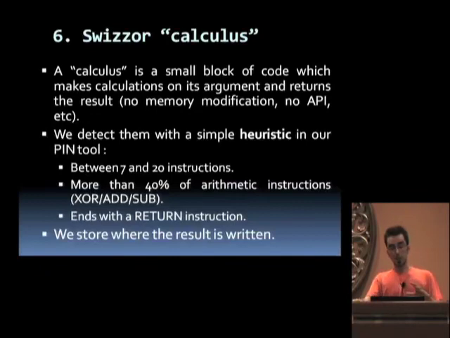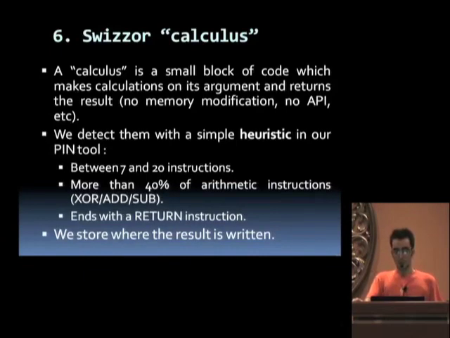Basically, if a basic block has between 7 and 20 instructions, more than 40% arithmetic instructions, and ends with a return instruction, we consider it to be a Switzer calculus. And by the way, we don't instrument the Switzer calculus. We don't follow the code because we don't care about the actual arithmetic operation made by the calculus. We store where the result is written because every time Switzer calls a calculus, the result is in the EAX register, and they always write the result in memory. So we store the address where the result is written because this address always stays the same. So that's interesting.